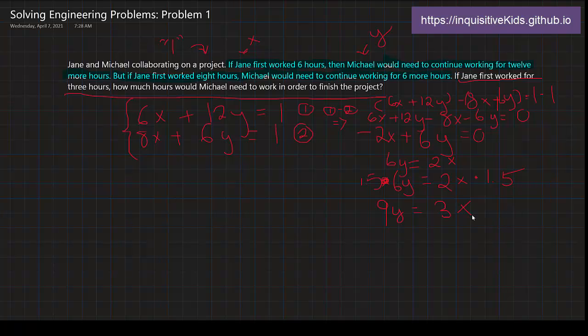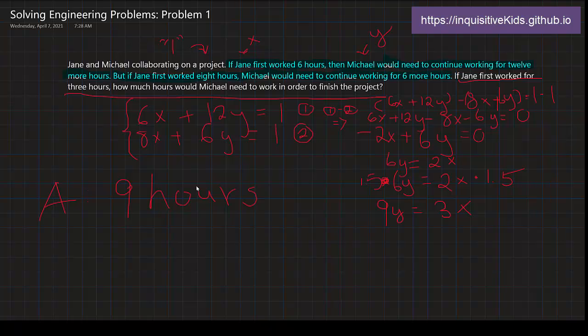All we have to do now is know that if Jane worked for 3 hours, Michael would need to work for 9 hours. Remember, I'm just quickly writing this, but when you are doing this maybe in class, you have to remember to write in a full sentence. I just did this because it will be quicker. So the answer is Michael would need to work for 9 more hours in order to finish the project.